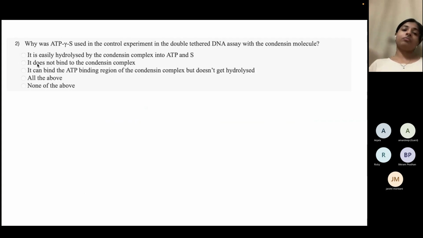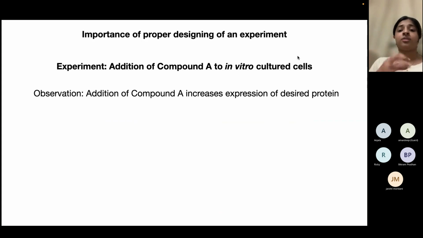Moving on, why was ATP gamma S used in the control experiment in the double-tethered DNA assay with the condensin molecule? So again, this was a very interesting experiment that showed that the condensin molecule binds to the DNA and requires ATP hydrolysis to form these loop-like structures. But let's look at the importance of proper designing of an experiment. So say there is an experiment.